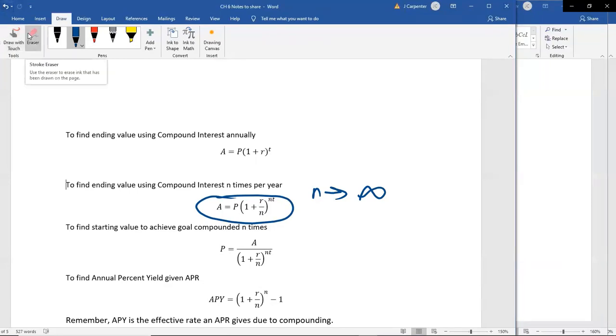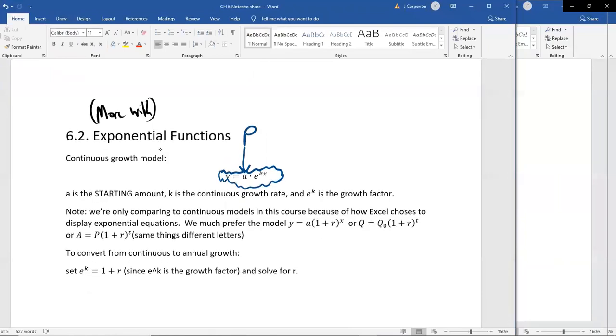So in calculus, you learn that when you turn that n into the largest number in the world, infinity, it turns into this thing somehow. We're not going to worry about how, we just get the formula and it's on your formula sheet. But I do this as A equals P times e raised to the rt. So I just use some different letters.